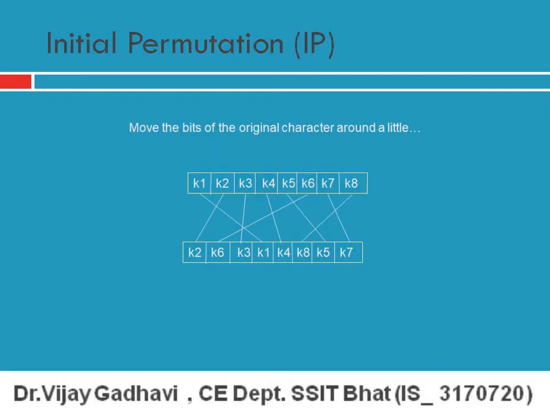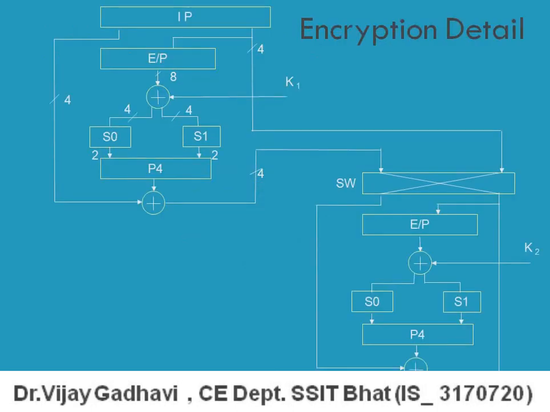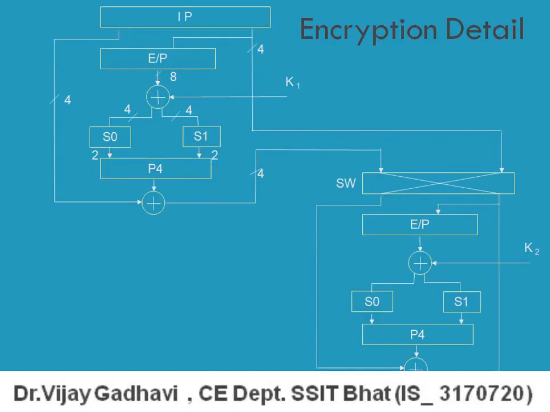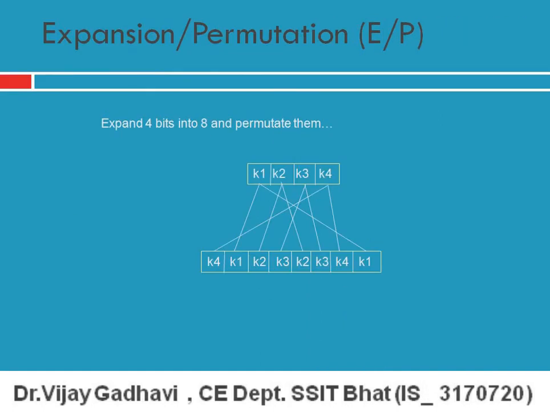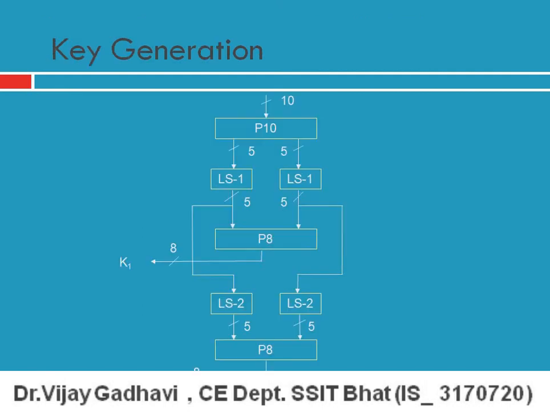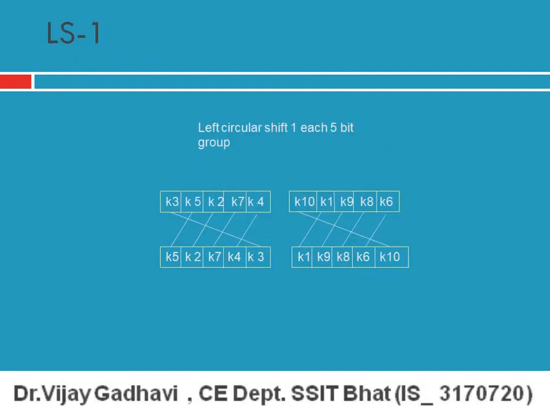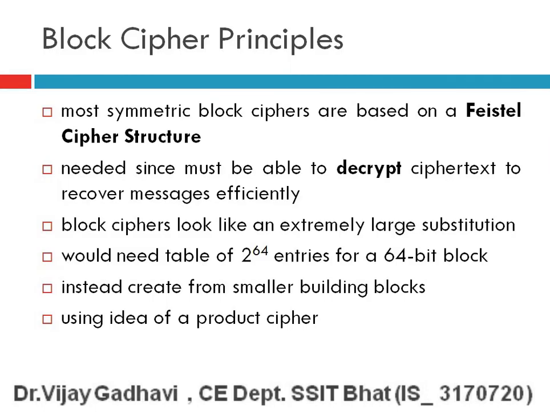Initial permutation IP moves the bits of the original character around a little. Then encryption details: expansion and permutation, expand 4 bits into 8 and permute them. Key generation, how to generate a key. P10 permutation, LS1, left circular shift 1 on each 5-bit group. LS2, now block cipher principles.